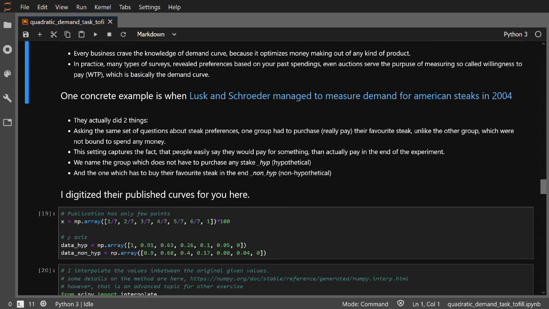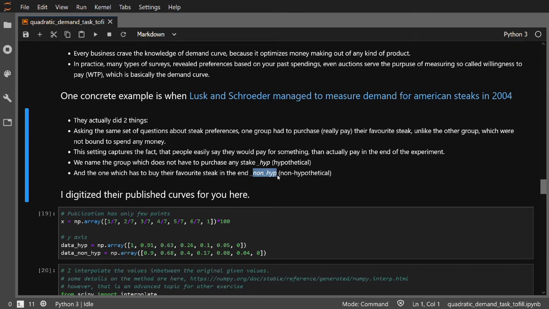Now, we are going to consider one particular example for a demand curve, and that's when scientists Lasker and Schroeder managed to measure demand for American steaks in 2004. They had two groups of volunteers, which were asked the same set of questions about their steak preferences. First group, based on their answers, had to purchase their favorite steak, and that demand we will denote as non-hypothetical, because they had to spend money.